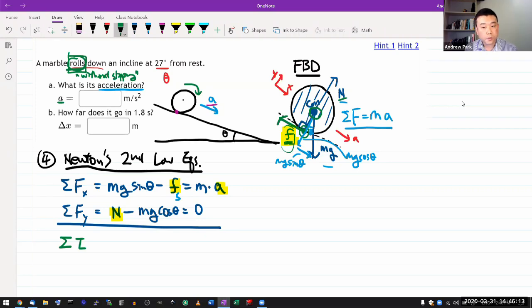So both the normal force and gravity are providing zero torque because their lever arms are both 0. The only force that's providing torque is the friction force. That's why we had to include it. And the torque due to friction force will be the lever arm, that's the radius of the marble, which we're not given, so I hope it cancels out, times the friction force is the net torque. And that's going to be equal to rotational inertia times the angular acceleration.